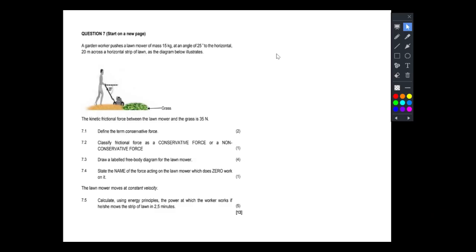Okay, so we have question 7. It says a garden worker pushes a lawn mower of mass 15 kg at an angle of 25 degrees to the horizontal, 20 meters across a horizontal strip of lawn, as the diagram below illustrates. Just below the diagram, we are told that the kinetic frictional force between the lawn mower and the grass is 35 newtons, so very crucial to note there. We are also given the mass, which is 15 kg, and the displacement is 20 meters, at an angle of 25 degrees.